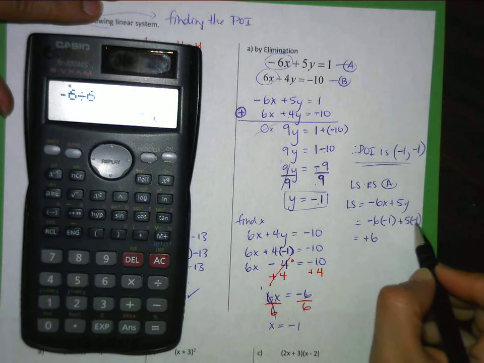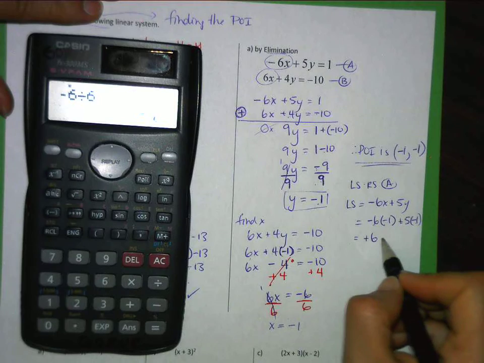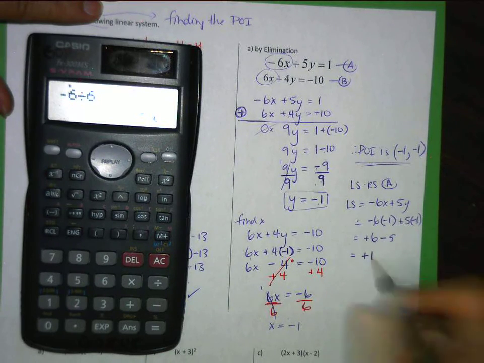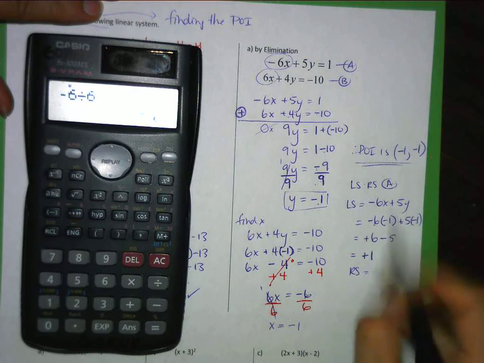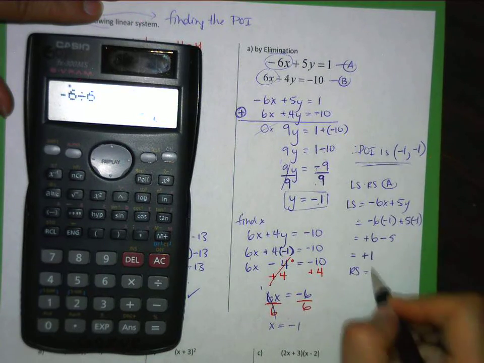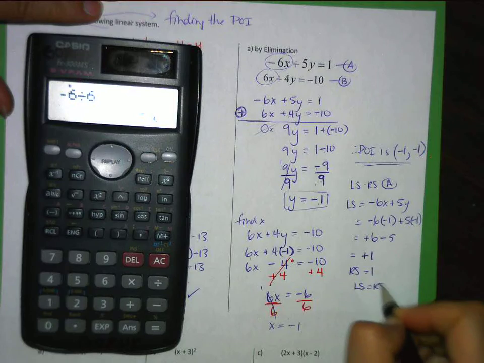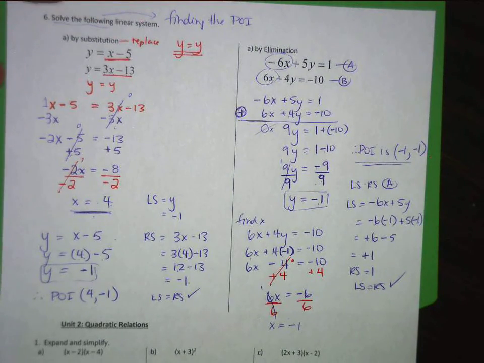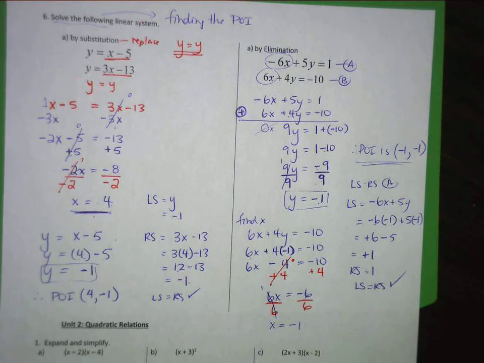5 times negative 1 is going to be negative 5. Do the math, I'm left with just a positive 1. The right side, go ahead and look at my equation, it's 1. So left side equals right side, check. So I'm done. So we're done with linear systems. Maybe I'll stop there and I will start again with the quadratic review.